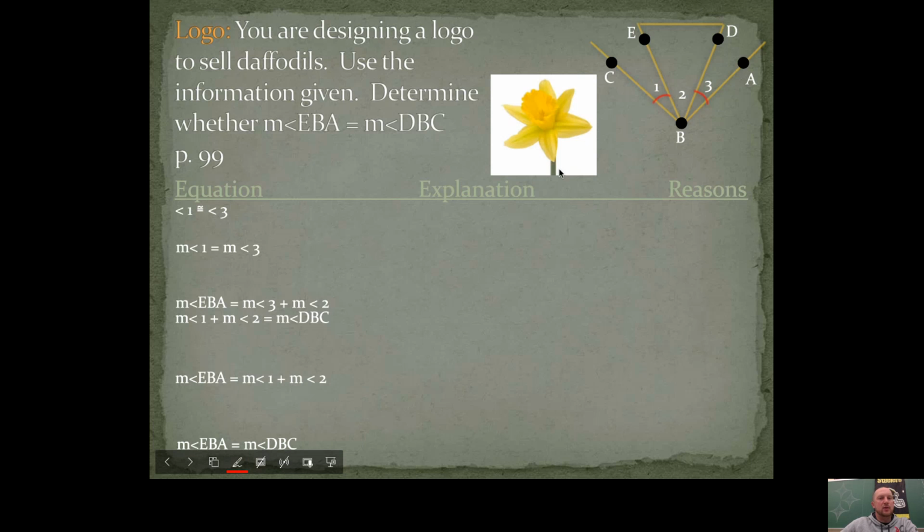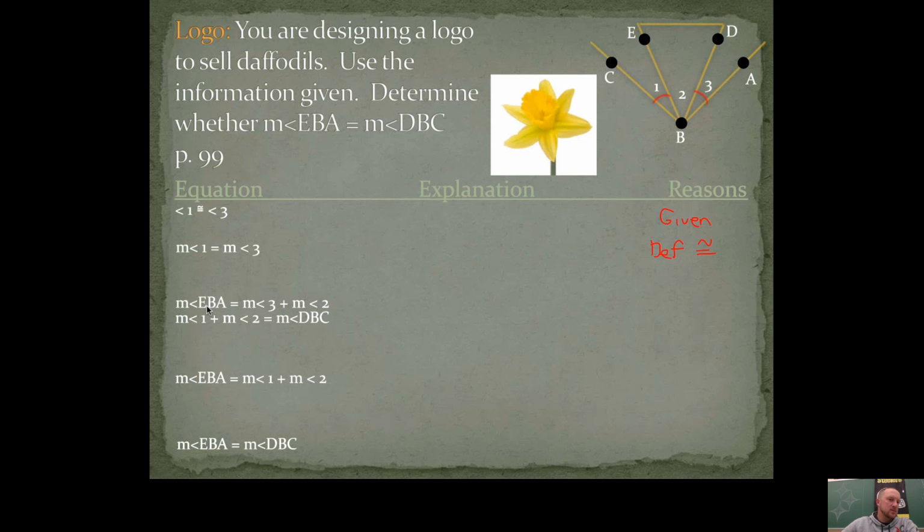Angle 1 is congruent to angle 3. How do we know? Well, it is marked in the diagram. That's what you could write here. That's given information. If you have congruent angles, how do you know that their measures are equal? That's what congruence means. That's the definition of congruence.